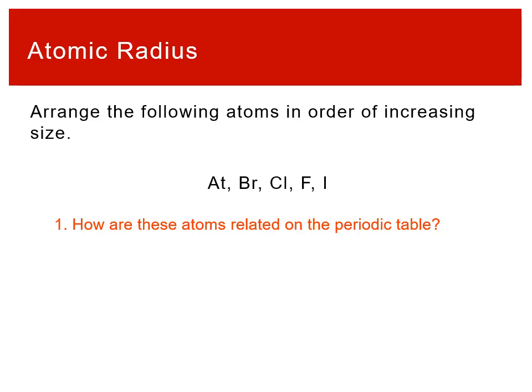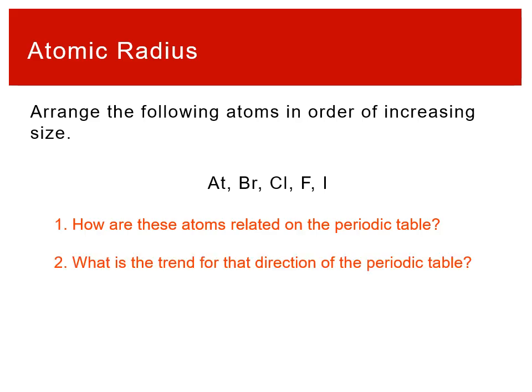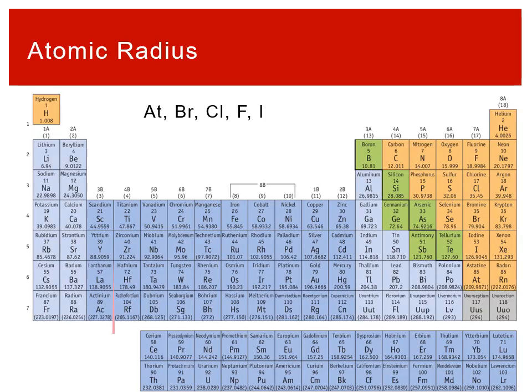In order to do that, we're really going to be asking, how are they related on the periodic table? This is a periodic trend, so if we know how they're related on the periodic table, we can figure out how their size is related. Once we know how they're related, what's the trend for that direction? So I have At, Br, Cl, F, and I. If I look for these on the periodic table, they are the halogens.